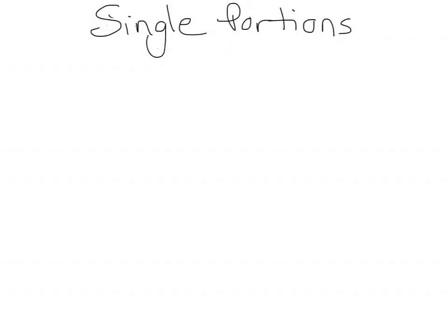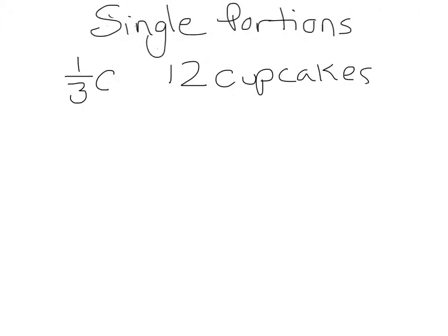Okay, so when you have a recipe, it will be easier to find the amount of ingredients needed for one portion so that we can find out a larger specific portion. So if we had something like 1/3 of a cup, and this is for, let's say, 12 cupcakes, we're going to need to divide by 12. We want to find just one portion.